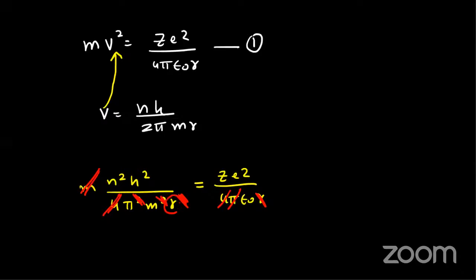I want radius, right? So I will take this to the right hand side. I'll keep r in the numerator. Here there is n square h square, no problem. What is here? Epsilon is in the denominator. I'll bring it to the numerator. Epsilon to the top side.